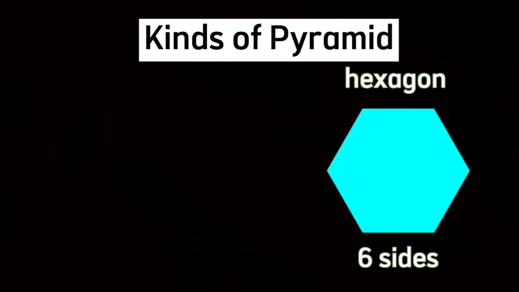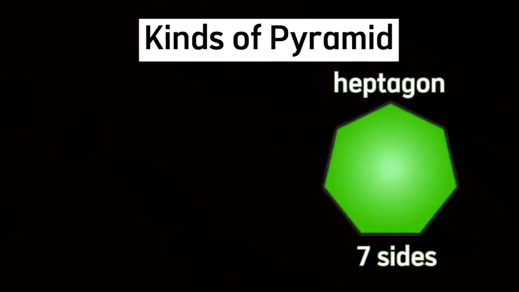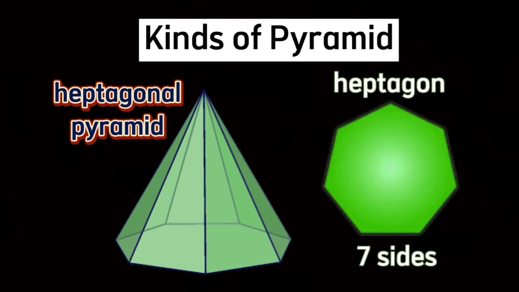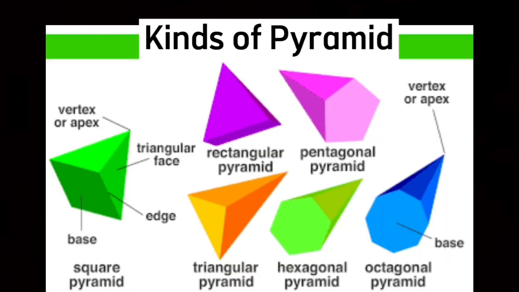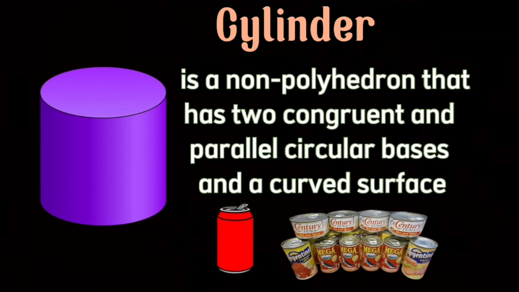If the base of a pyramid is hexagon, that is hexagonal pyramid. And if the base of the pyramid is heptagon, it is called heptagonal pyramid. And a lot more. They just differ on the shape of their bases. Let's proceed to another solid figure, which is a cylinder. A cylinder is a non-polyhedron that has 2 congruent and parallel circular bases and a lateral curved surface. Examples of this figure are a can of soda and canned goods.